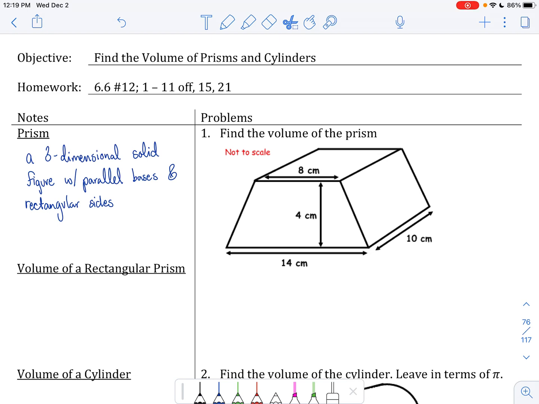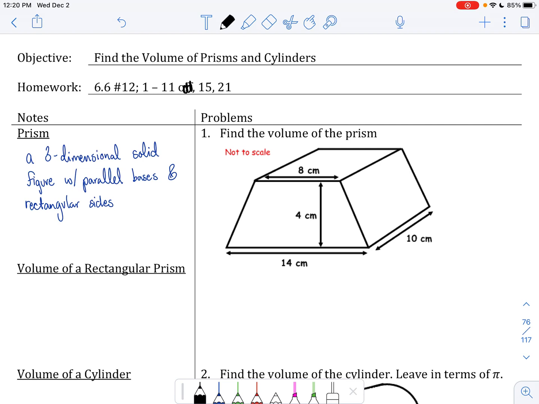All right, let's get started with notes. So find this page, and the first thing we're going to do is fix this little typo. 6.6, it says number 1 through 11 off. That is odd. That's your problem set. I know probably a lot of you could have figured that out on your own, but just wanted to make sure that I did address it.